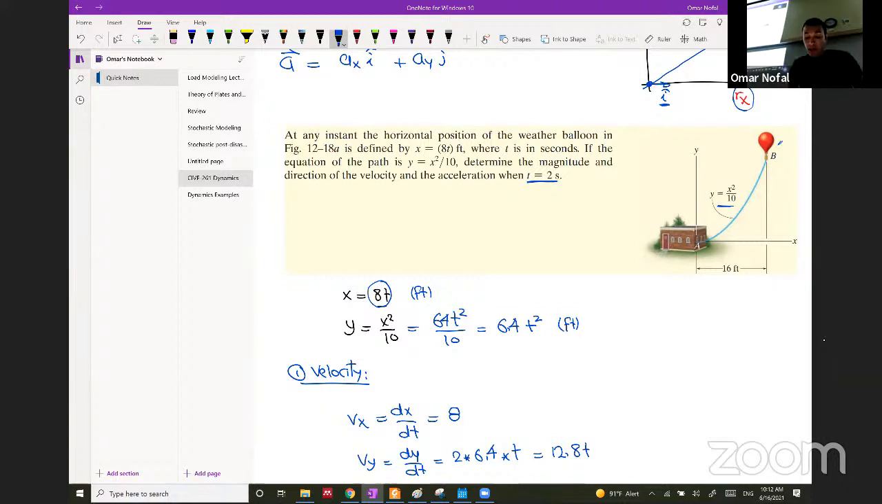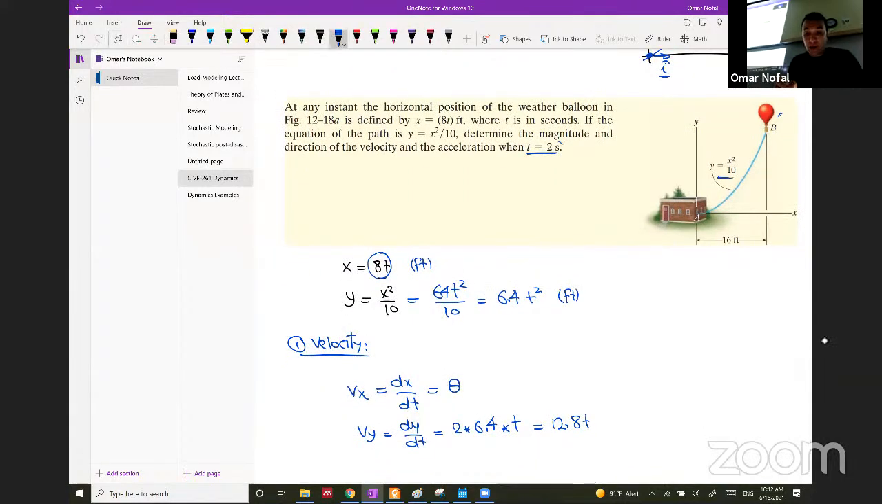So this is y as a function of t, but what is required in the problem is to find the velocity at t equal 2 seconds. Vx is constant, so it doesn't matter what the time is, it will still be 8 feet per second. But for Vy, time matters. So with t equal 2, we have 12.8 multiplied by 2, which should give you 25.6. So this is Vy, and this is in feet per second.